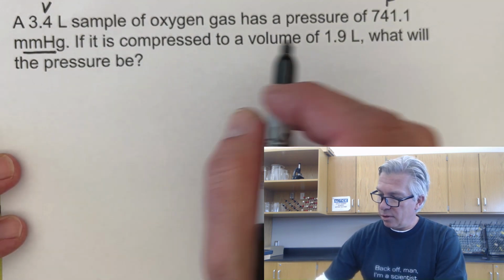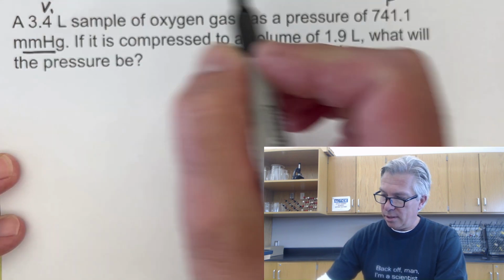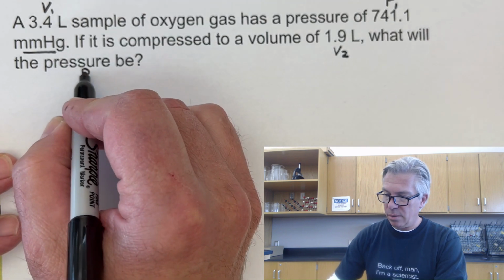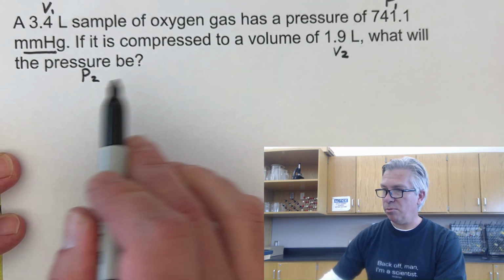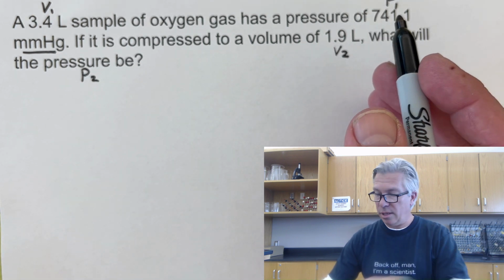I have another volume, so we'll call that V2. Make these ones, these are the starting conditions. And the question asks me for the pressure. So I have two V's and two P's, which if I'm looking at a chart like this, tells me I'm using Boyle's law here.